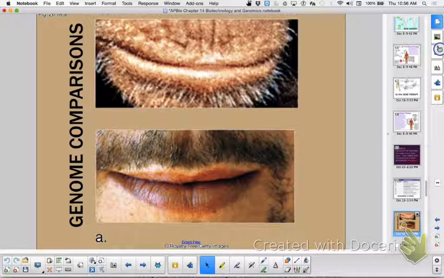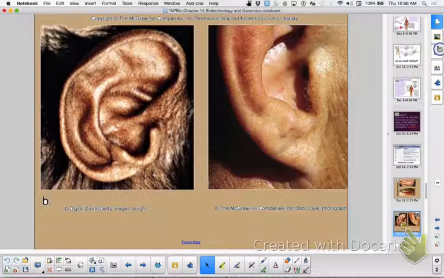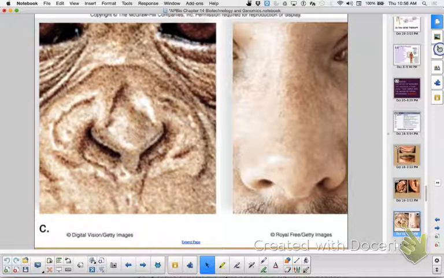So genome comparisons, now there's huge data banks to do that. But you can just look structurally. This is comparing a chimp's ear to a human ear. Now where you see a real big difference is here, the nose.